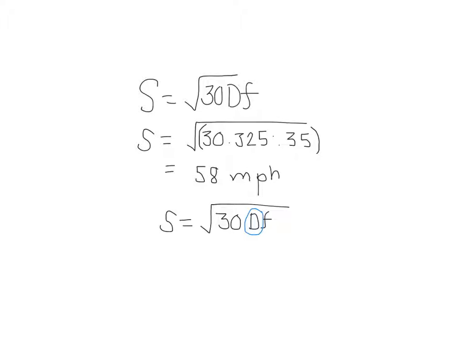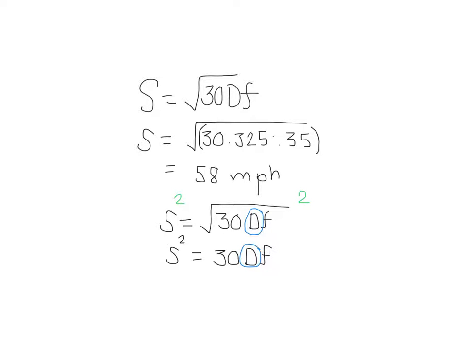The way we undo a square root is by using its opposite operation. The opposite of square rooting something is squaring that something. So I'm going to square both sides of my equal sign. And in turn, I'll have S squared is equal to just the stuff under the radical, which is called the radicand. So now I have S squared is equal to 30DF. Keep in mind, I'm trying to get D alone.